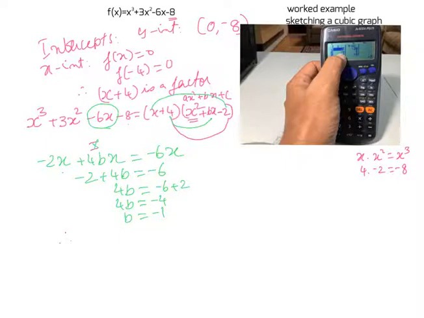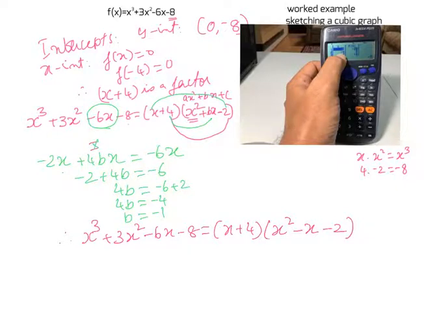Therefore, my factors are x cubed plus 3x squared minus 6x minus 8. I got the factors as x plus 4 times x squared minus x minus 2. Now I can factorize this quadratic alone, right? I can even use the quadratic formula to solve this second factor, or alternatively I can use factorization as well. There is a simple factorization of a quadratic.